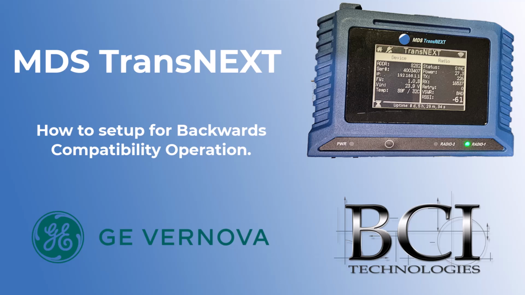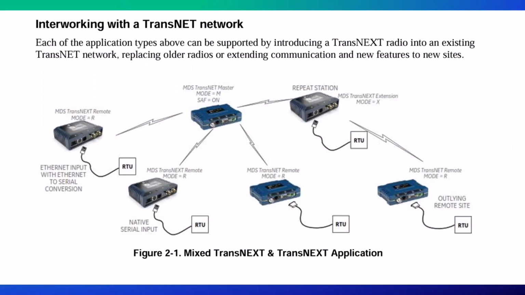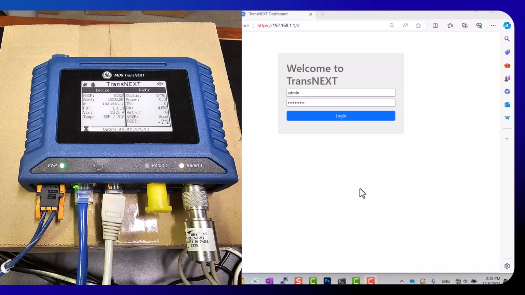This is a quick tutorial on the TransNEXT, which is the interoperable replacement device for the Transnet or EL805 MDS radio system. So the TransNEXT supports interoperability within the Transnet system for serial broadcast. In this quick demonstration, we're just going to review the ins and outs of the TransNEXT, its configuration.